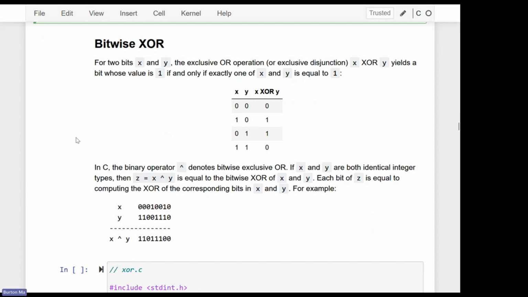Okay, so there's one additional operator that you normally don't learn about in 124, that's called XOR. XOR is exclusive OR, and so XOR is like OR, except if both values are 1, the result is 0. So exclusive OR means if exactly one of the two values is 1, then you get 1. If both values are 0, you get 0. If both values are 1, you get 0. Otherwise, you get 1.